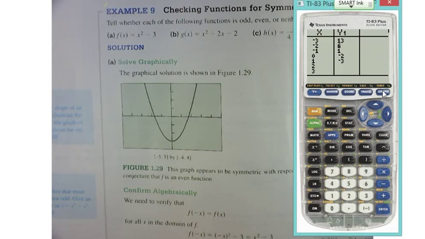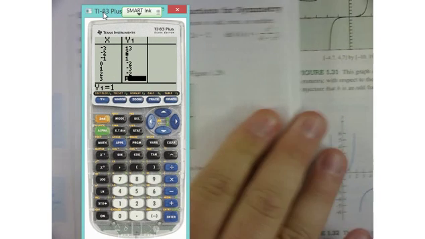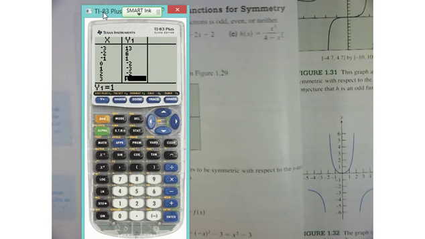Now we could clear this up by looking at the table of values. When I plug in negative 3, I get a positive 13. However, when I plug in positive 3, I get 1. If I had a negative 13, I would say it's an odd function. If I had a positive 13, I would say it's an even function. But I can't say it's even and I can't say it's odd, so it is neither. Does that make sense?